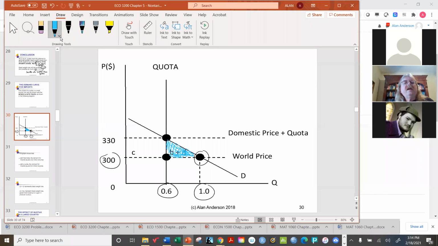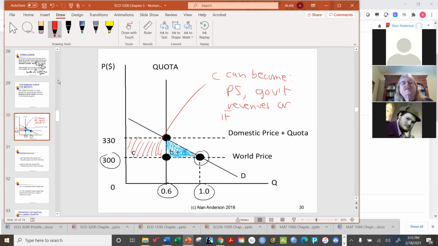And then this is the part that depends on what kind of quota it is. Remember, this is region C, and C can become, depending on how the quotas are allocated, producer surplus, government revenues, or it can be offset by lobbying costs. And so therefore we end up with no revenues or surplus of any kind. So all three of those are possibilities. But the bottom line is we're going to have at least as much deadweight loss as we would with tariffs, and probably more.